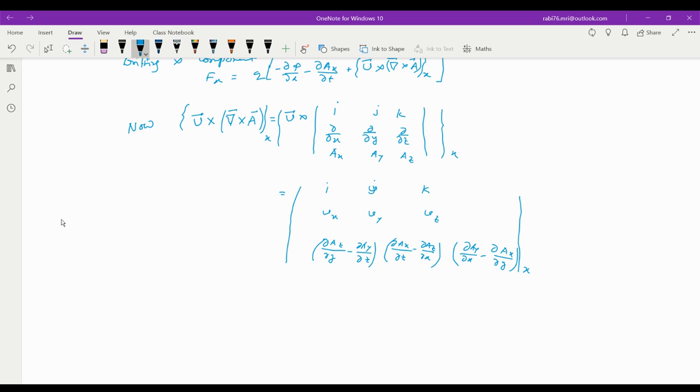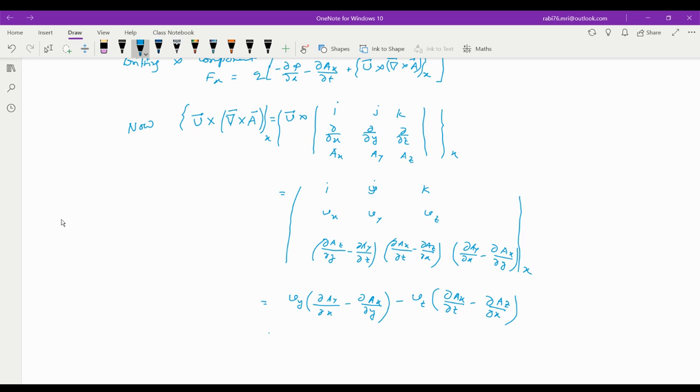In the determinant, the X component: so what will be this? Simply Vy into del Ay by del X minus del Ax by del Y, minus Vz into del Ax by del Z minus del Az by del X, right.